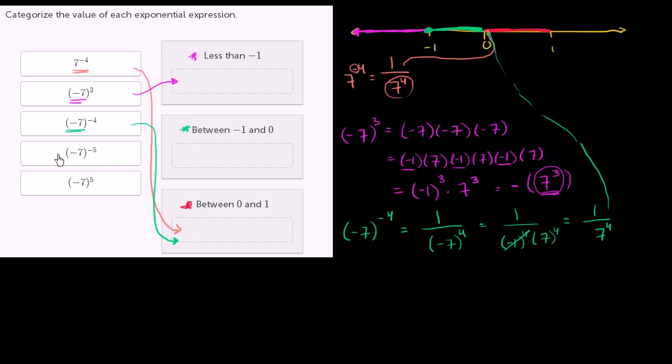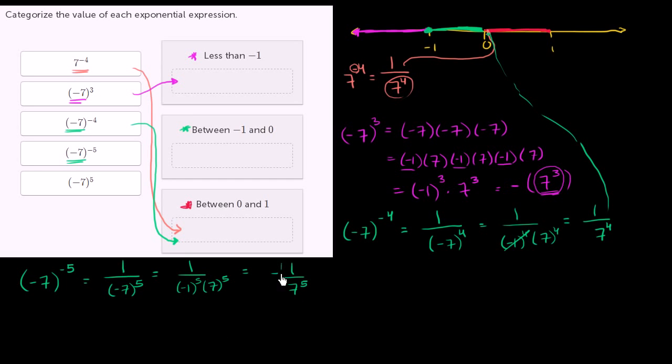Now let's think about this one right over here. -7 to the -5th power. So let me write this out. Negative 7 to the negative 5th power. Well, once again, as soon as you see that negative exponent, I want to just take the reciprocal so I don't have a negative exponent anymore. So it's 1 over negative 7 to the 5th power. And we could rewrite this as 1 over negative 1 to the 5th times 7 to the 5th, which is equal to, well, what's a negative 1 to the 5th power? Well, a negative 1 raised to an odd power is going to be a negative 1. So this is going to be negative 1 over 7 to the 5th power.